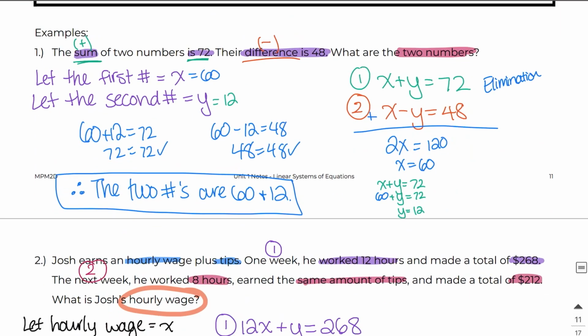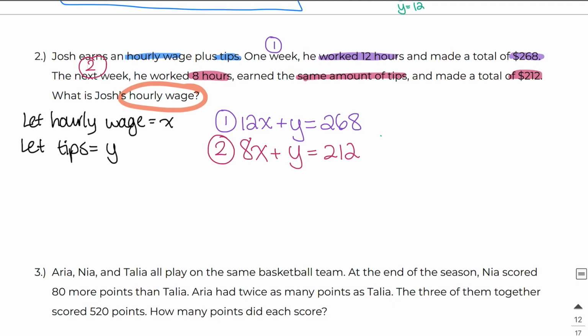Now we're going to solve using the method of our choice. Now, because we used elimination before, I'm going to use substitution this time. It doesn't matter which method you use, eventually you'll get the same answer. So for substitution, I need to isolate a variable.